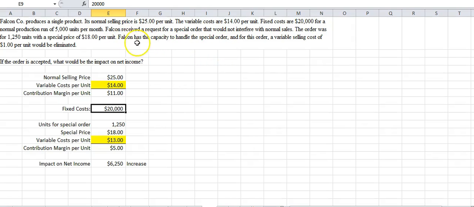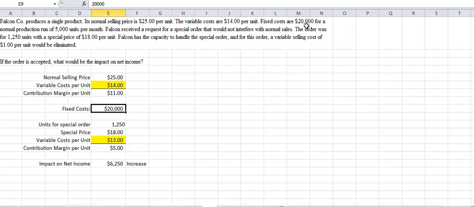Falcon has the capacity to handle the special order. So this is a hint. When it says Falcon has the capacity to handle the special order, and for this order a variable selling cost of $1 per unit will be eliminated. So it's a hint. It's telling you that we have the capacity. In other words, your fixed costs are not going to go up. You do not have to add any more equipment or anything like that. You're just simply going to take advantage of idle time.